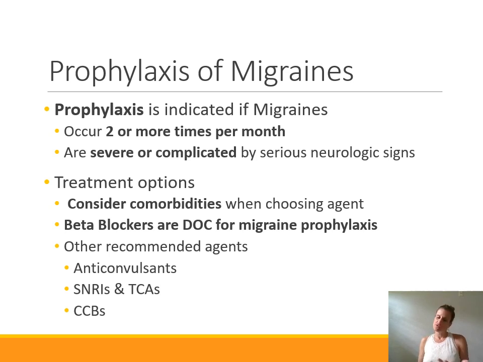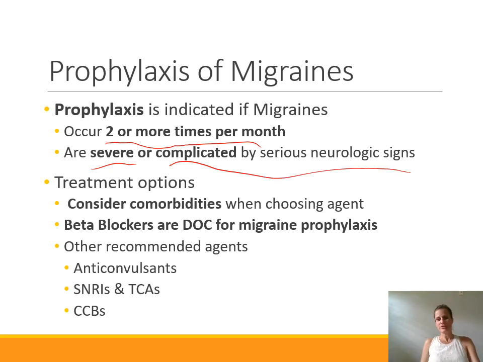So we also can use prophylaxis. We can give prophylactic therapy, daily therapy to patients to try and decrease the number of migraines that they get. Prophylaxis is indicated if migraines occur 2 or more times per month, and if those migraines are severe or they're complicated by serious neurologic signs like an aura.